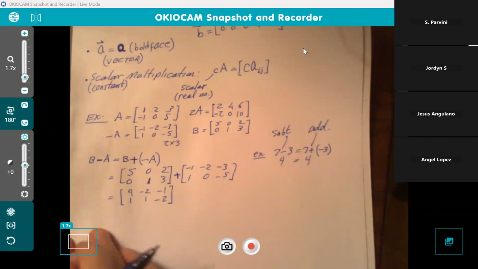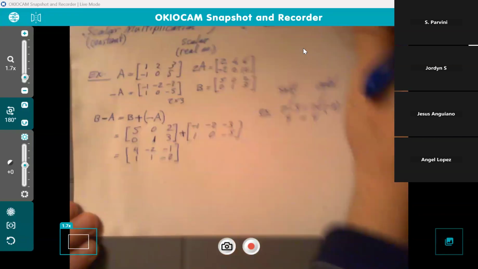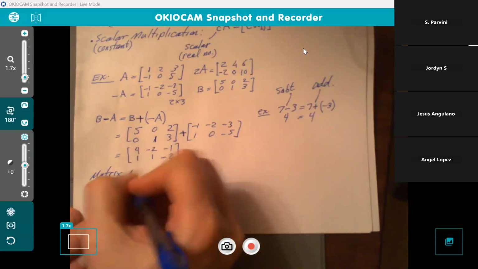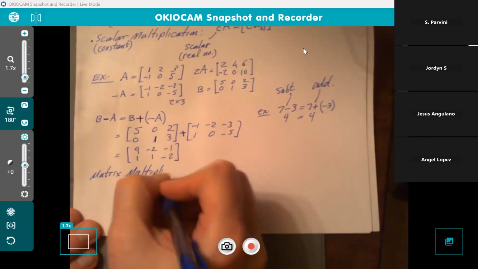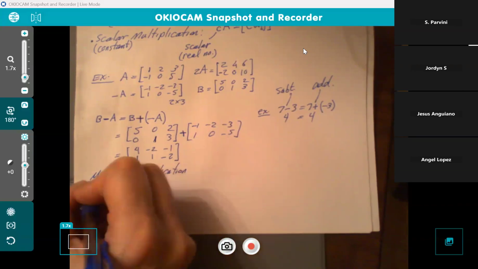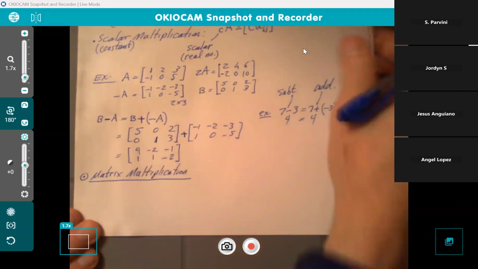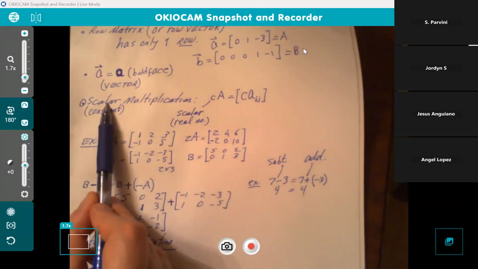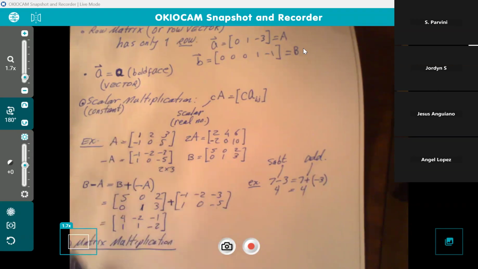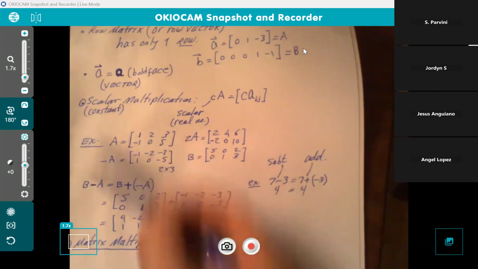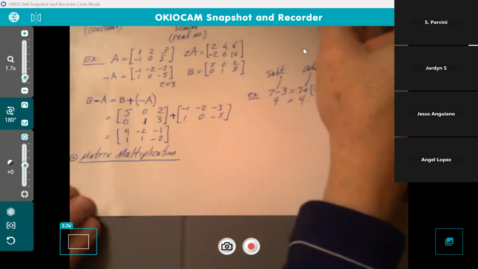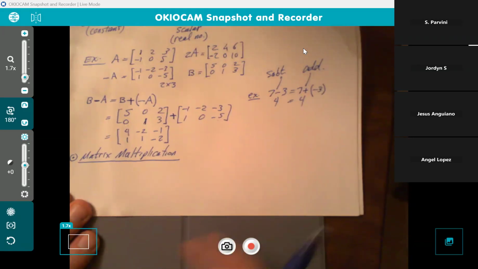Now, having talked about it, the next operation is going to be matrix multiplication. Let's talk about matrix multiplication. Remember, earlier I talked about scalar multiplication, not matrix. It makes a difference whether I'm multiplying by a constant or by a matrix. So we have two types of multiplication: a constant multiple of a matrix, and then genuine matrix times matrix.